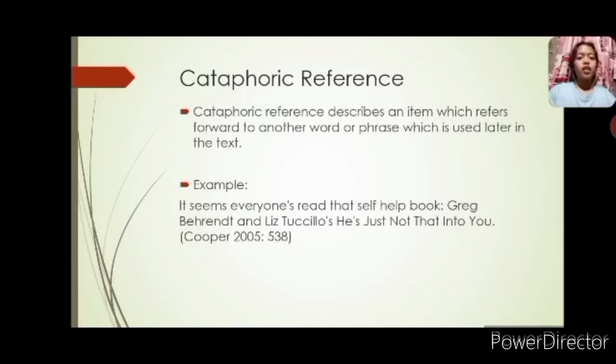Cataphoric reference. Cataphoric reference describes an item which refers forward to another word or phrase which is used later in the text. For example: it seems everyone's read that self-help book, by Greg Behrendt and Liz Tuccillo, He's Just Not That Into You. So as we see, the language item "it" is the cataphoric reference to the book described later in the text.